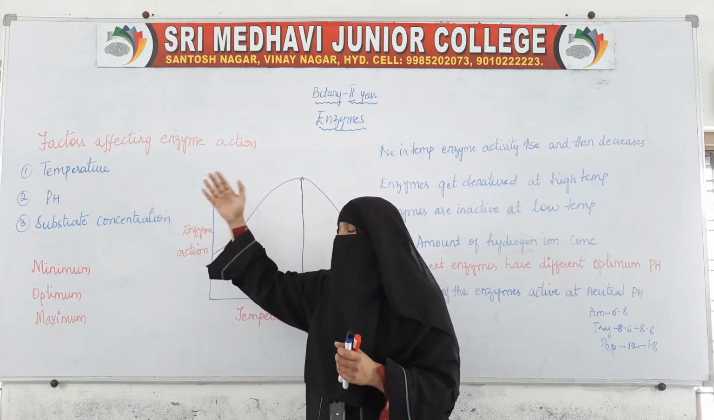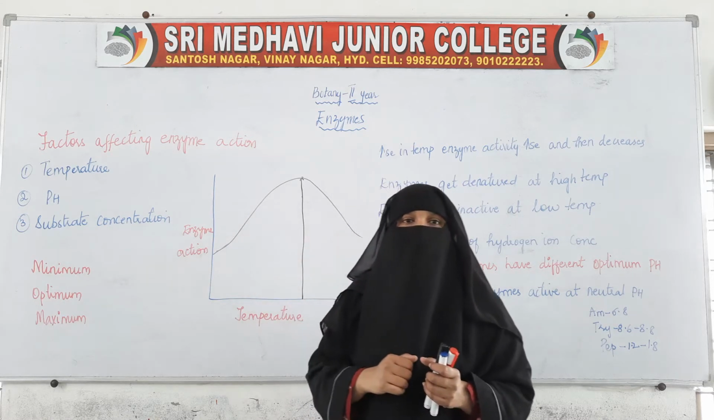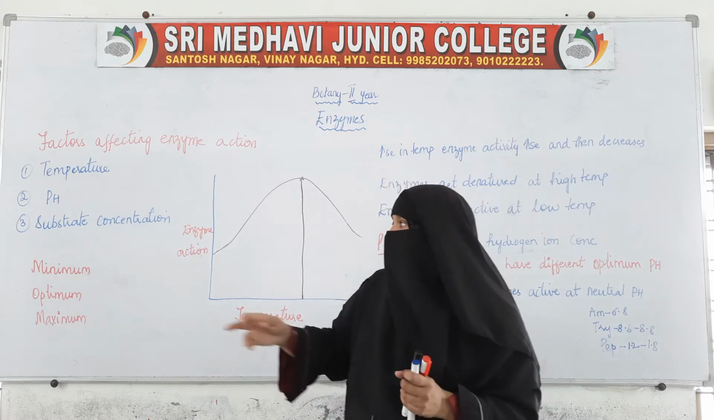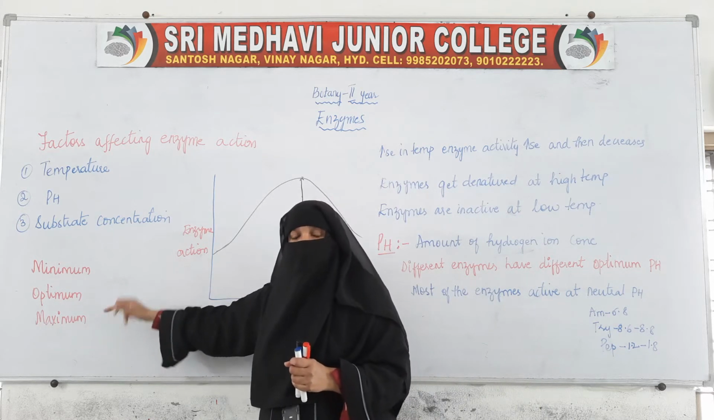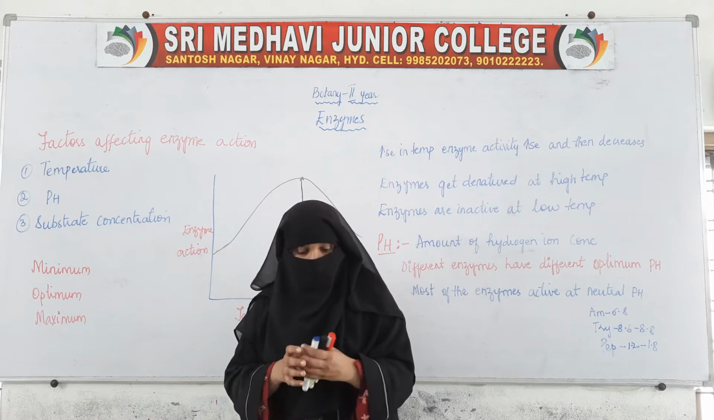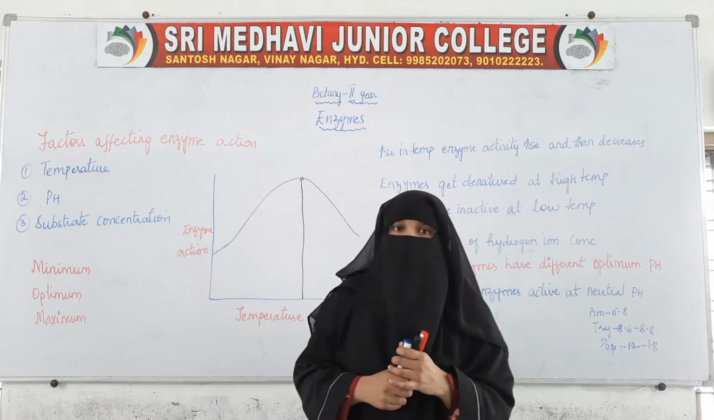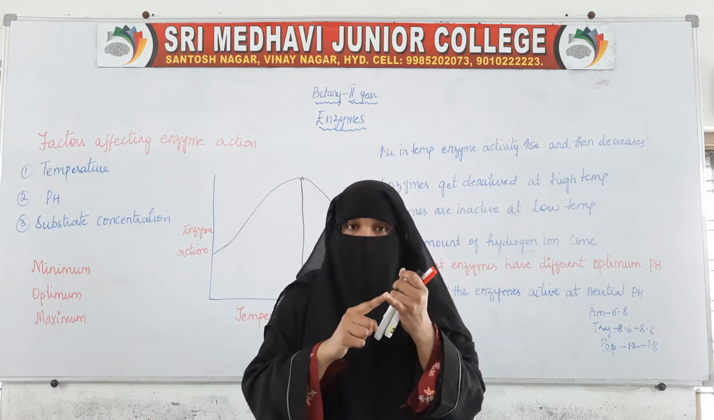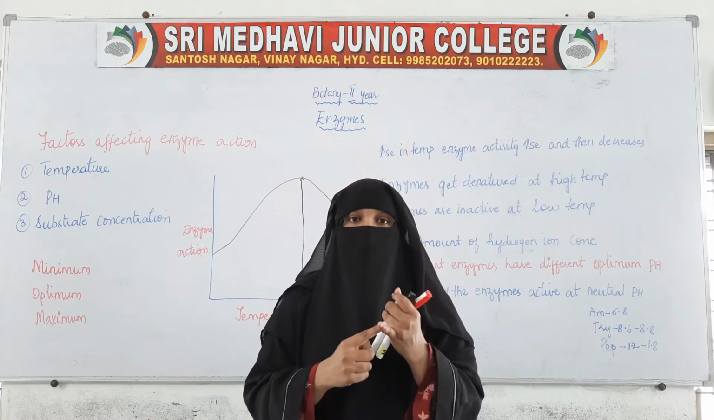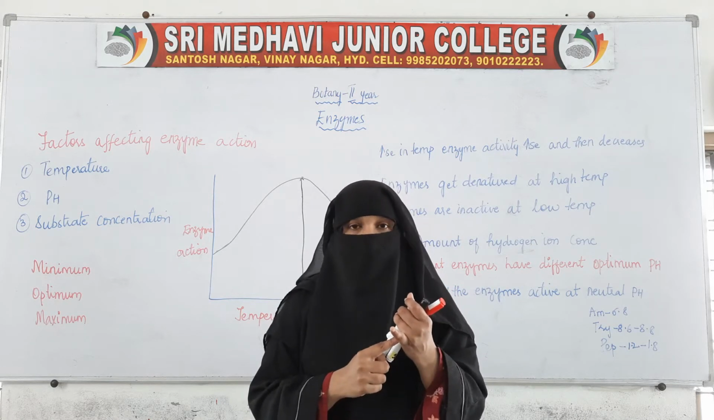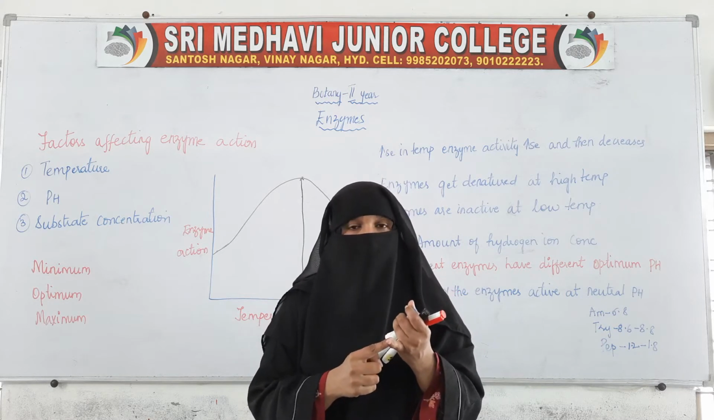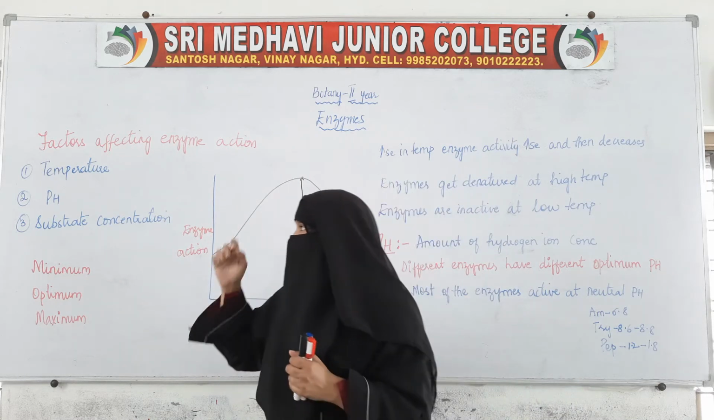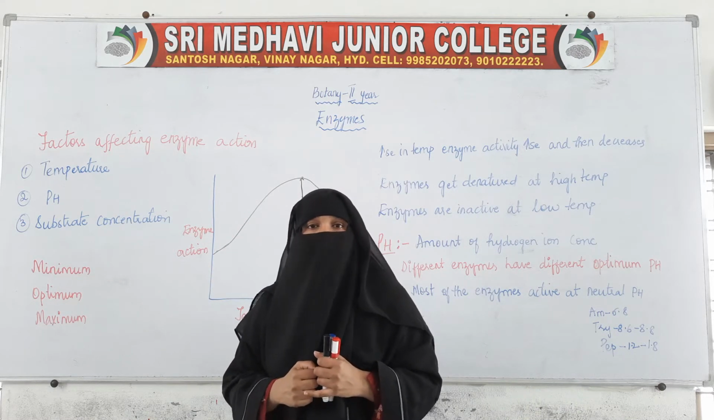For each one, whether it is temperature or pH, we have three cardinal points for measuring: minimum, optimum and maximum. That is, minimum temperature, optimum temperature and maximum temperature; minimum pH, optimum pH and maximum pH. So for both temperature and pH we have three cardinal points.